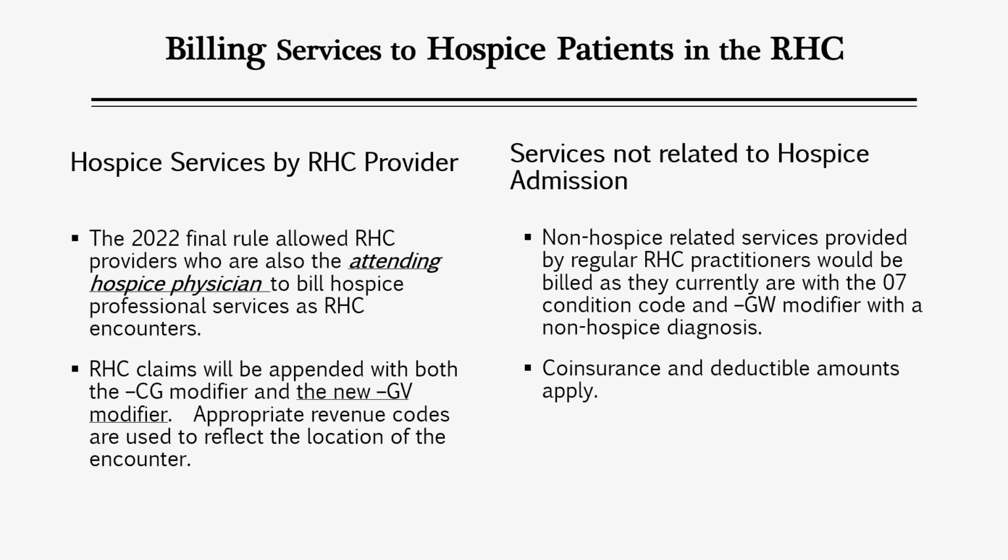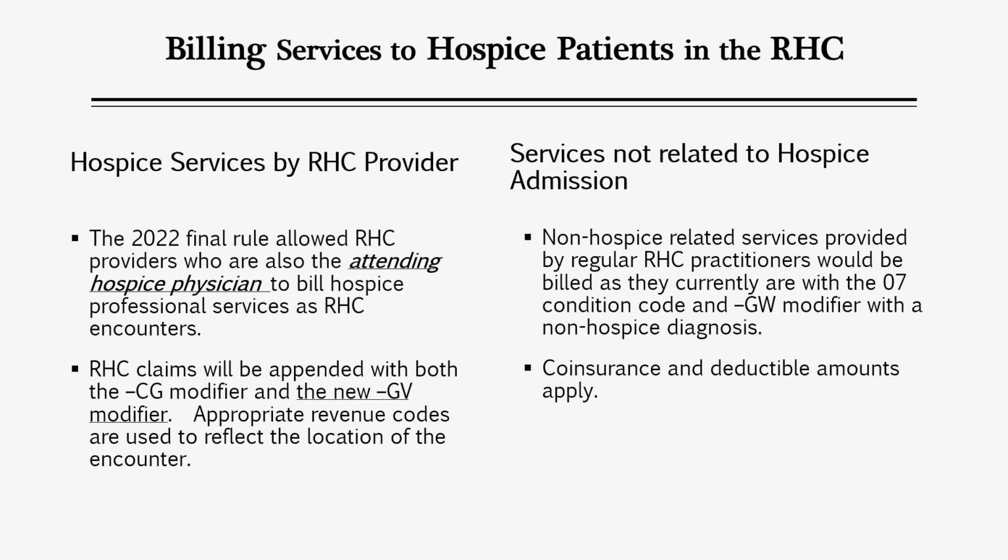If we treat a hospice patient, if we look at the right side of the screen, if we treat the hospice patient for a non-hospice related service, then we can get paid for that. We must append a 07 condition code up in the top section of our claim form, and we must put a GW modifier with a non-hospice diagnosis.